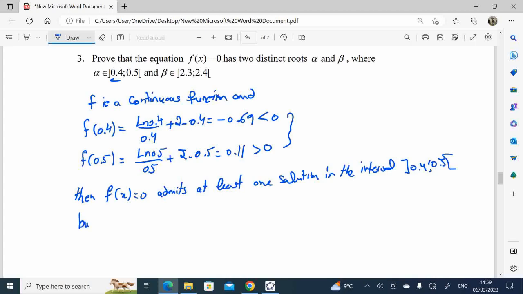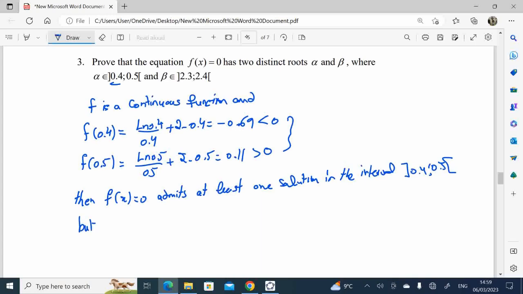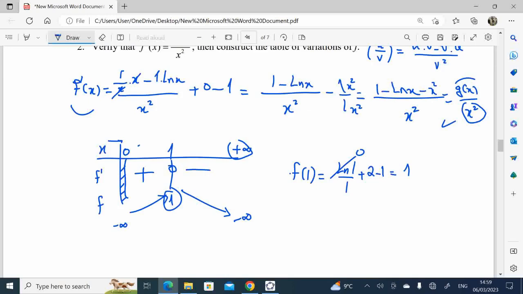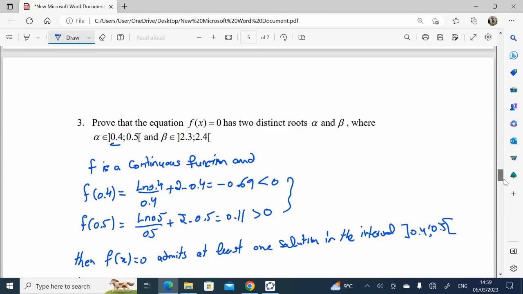But if we look at the table of variation of f, we can see that within the interval 0.4, 0.5, which is basically here, the function is strictly increasing over this part of the domain. Okay, so since it is strictly increasing over this part of the domain, it means this solution is a unique solution. This alpha within this interval is unique. It's the only one.